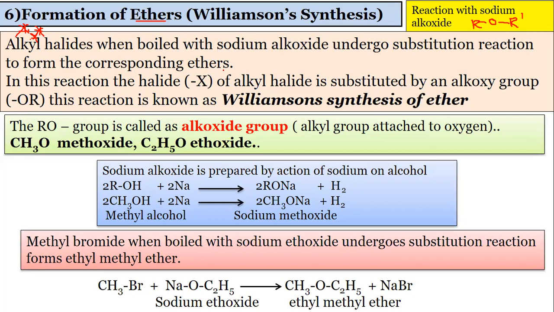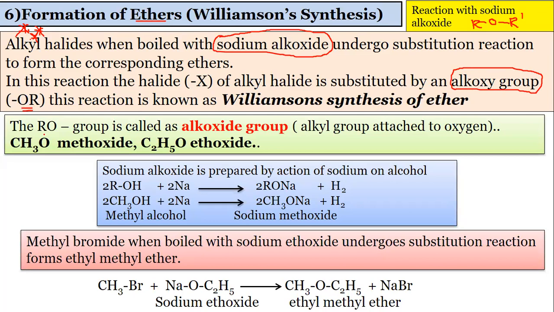So how are ethers prepared? By using alkyl halides. First, alkyl halides when boiled with sodium alkoxide undergo a substitution reaction to form the corresponding ethers. Sodium alkoxide is a general term; it changes when the alkyl group is changed. In this reaction, the halide of the alkyl halide is substituted by the alkoxy group. Alkoxy group means OR group. So this reaction is called Williamson synthesis of ethers. This is the name of the scientist.